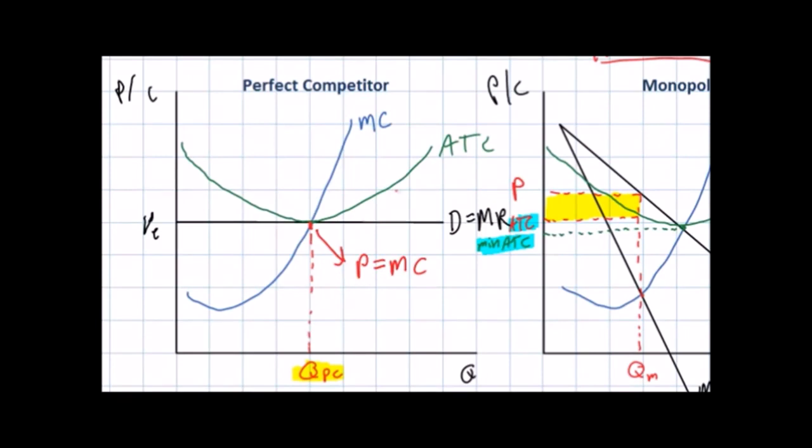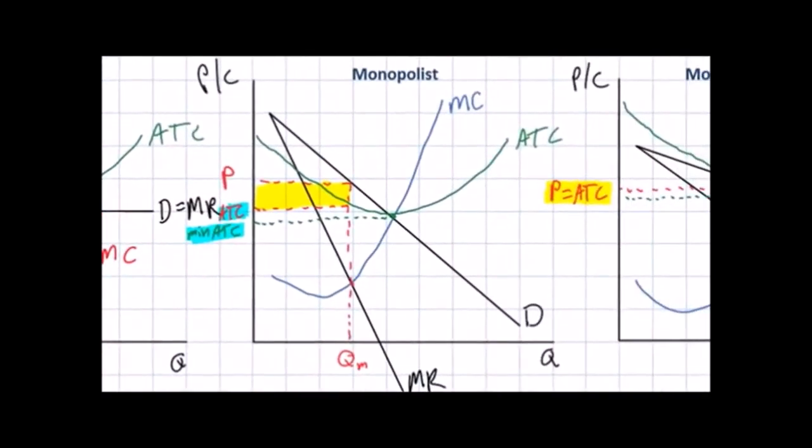The marginal cost of the producers in the industry equals the marginal benefit that consumers receive from the good. This is what we call the socially optimal quantity. Perfect competitors are allocatively efficient. Moving on to monopoly. Does the price of the good equal the marginal cost?